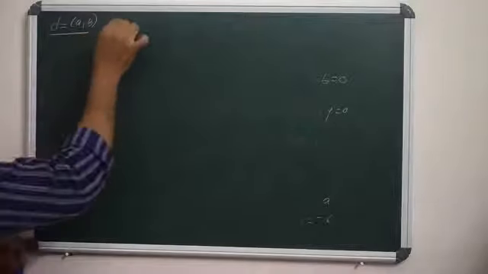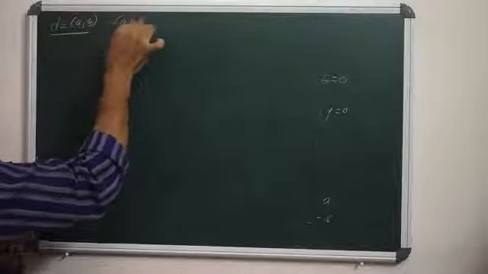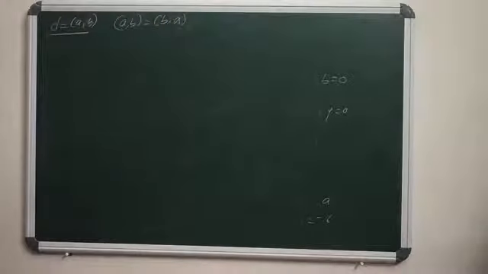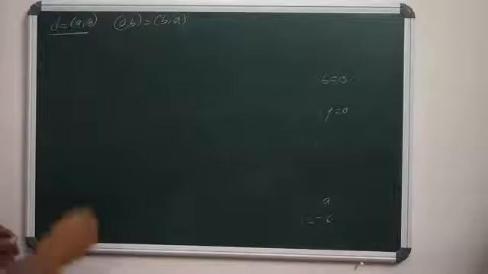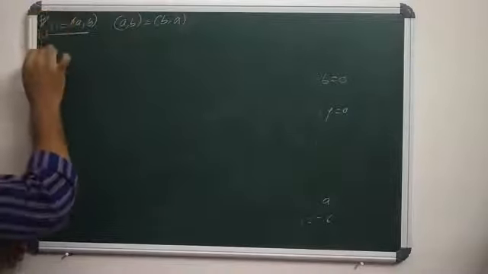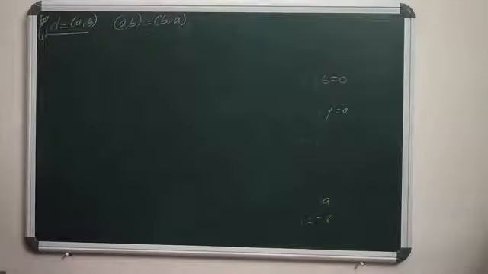Now, the GCD of A and B is the same as the GCD of B and A. This is our first property. How? Let D be the GCD of A and B.